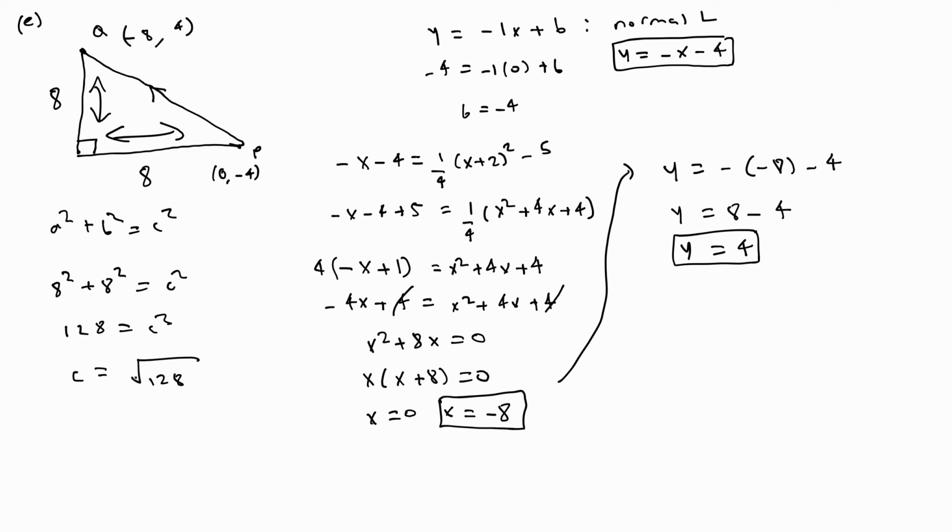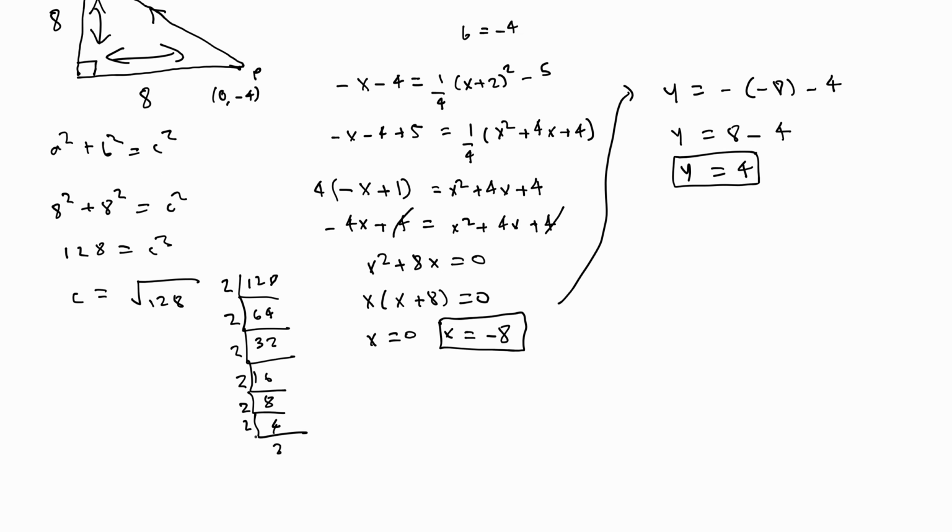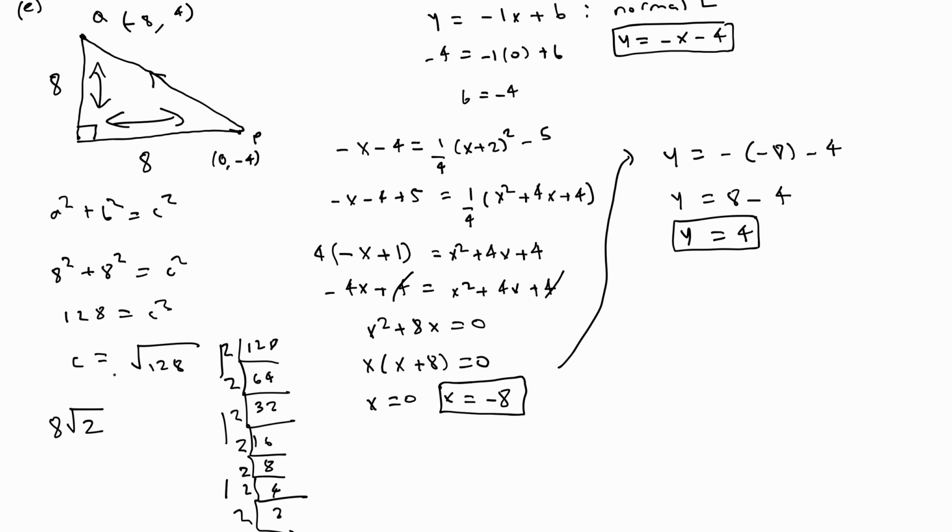Now what is the root of 128? Because that's the distance, right? To simplify, I can simply find all the factors of 128. So you've got 128 divided by 2 is 64, 2 is 32, 2 is 16, 2 is 8, 2 is 4, 2 is 2, 2 is 1. Now let's simply form pairs like so, and so I get 8 root 2. 8 root 2 is the distance between P and Q.